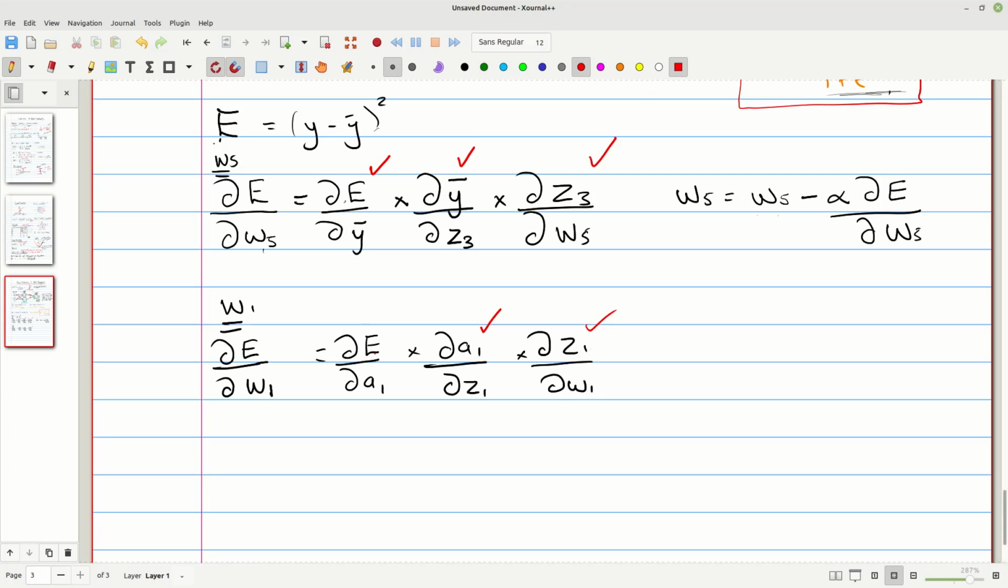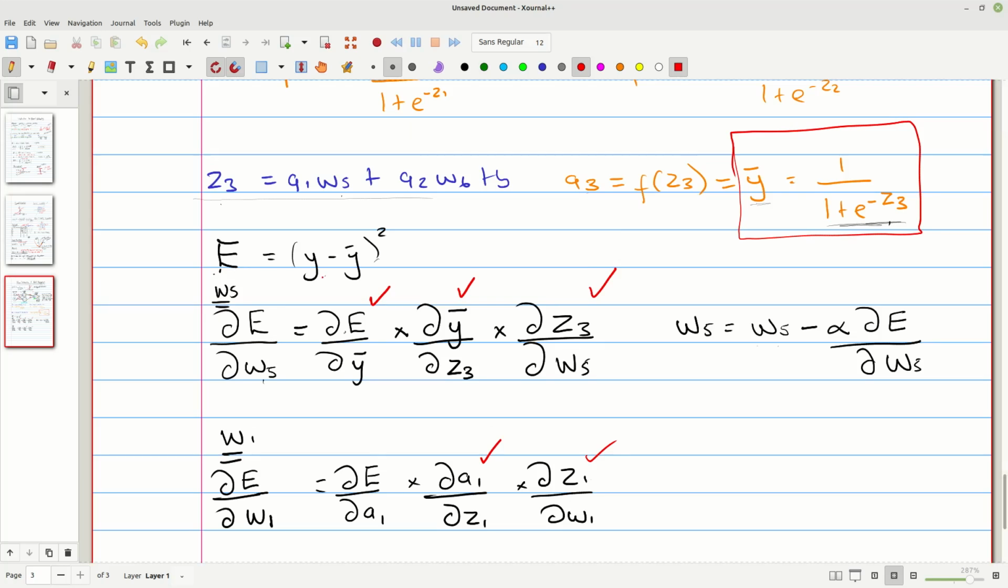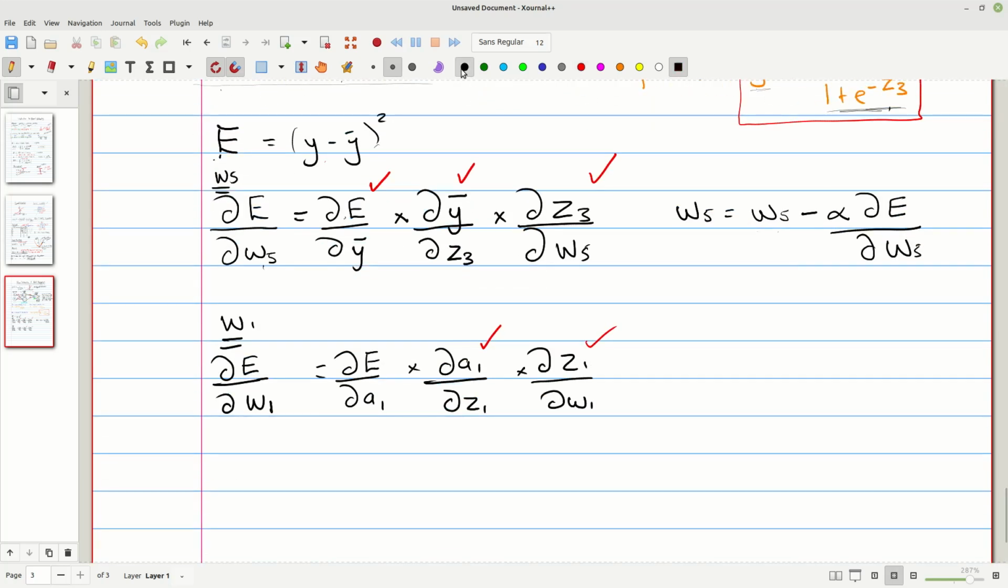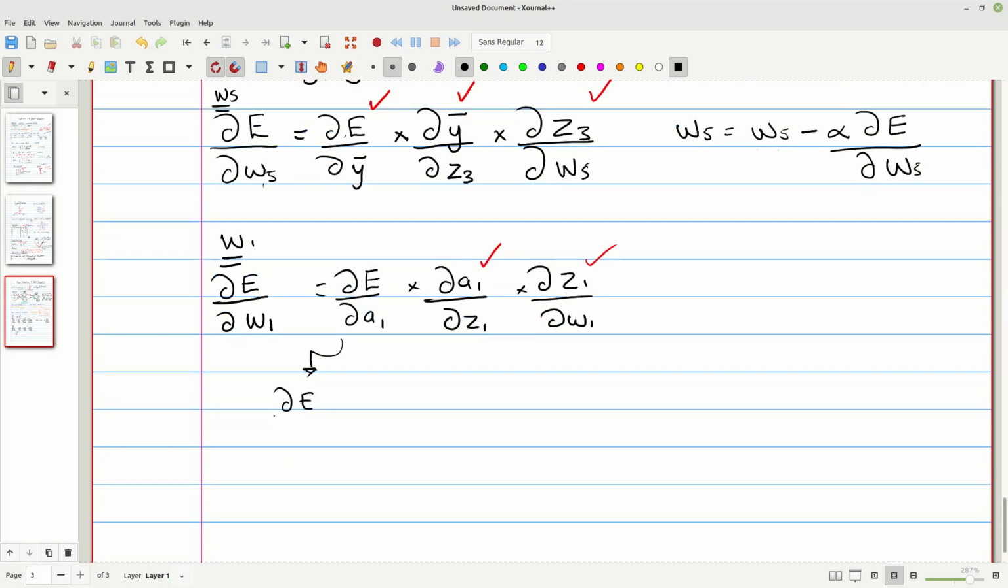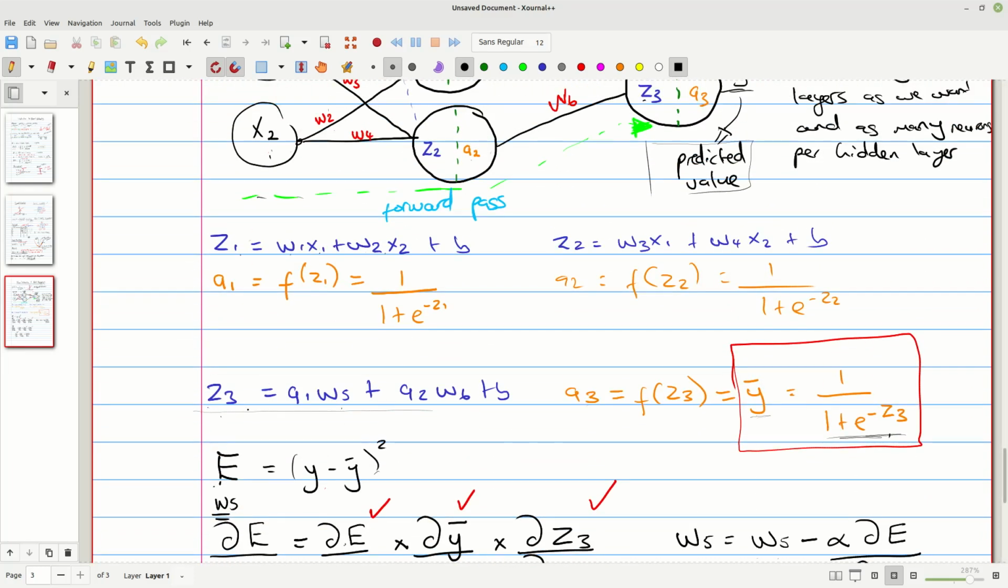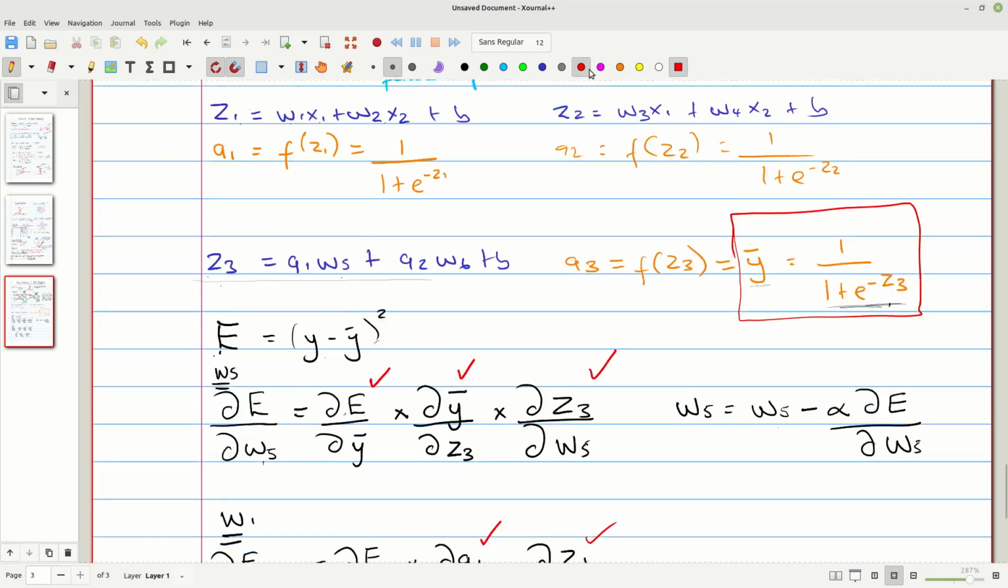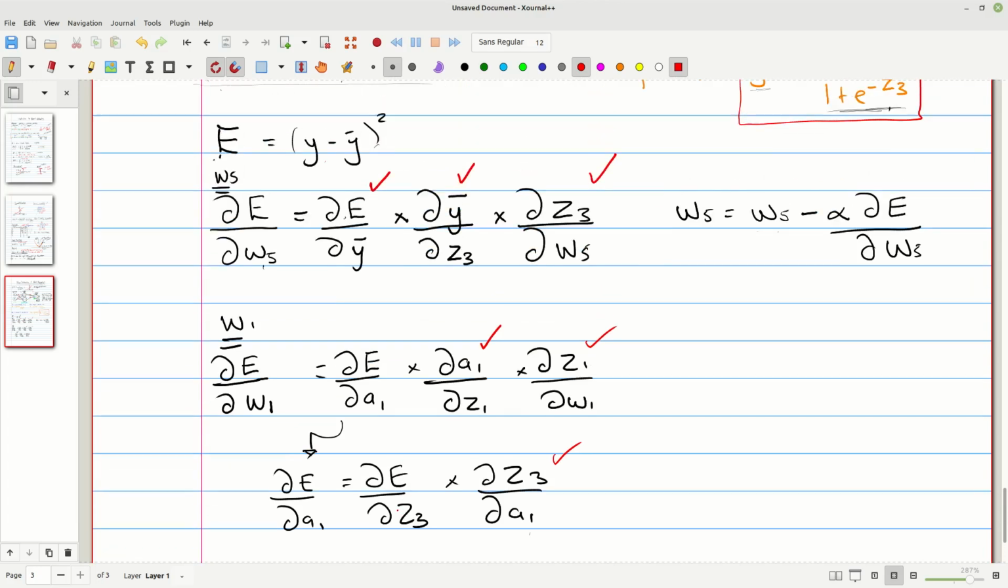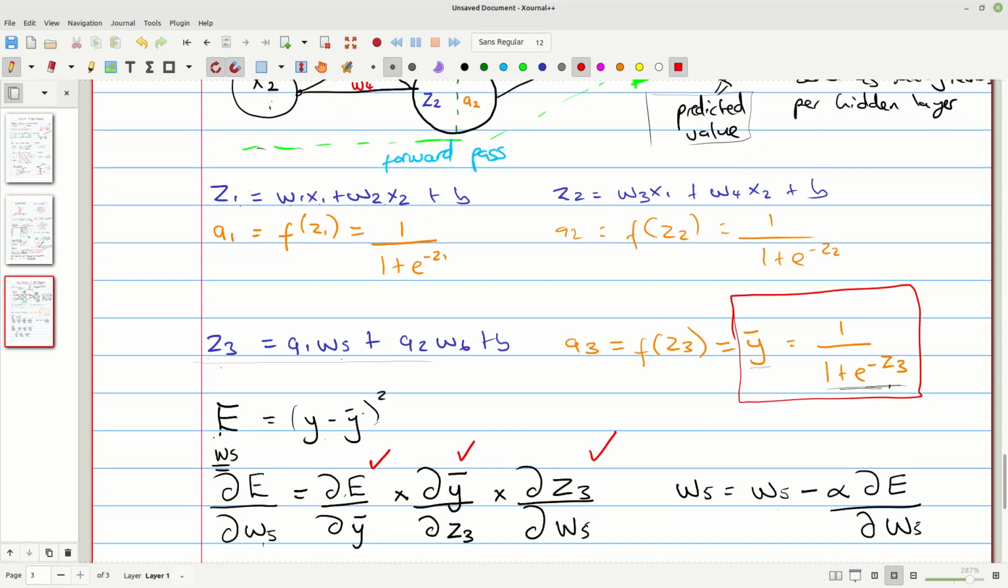And between e and a1, do we have an expression? No, we don't. So we subdivide this further: the partial derivative of e with respect to a1 is equal to the partial derivative of e with respect to z3 times the partial derivative of z3 with respect to a1. Do we have an expression between z3 and a1? Yes, z3 is a1 w5 and so on. Do we have an expression between e and z3? The e is with y bar, so we don't.